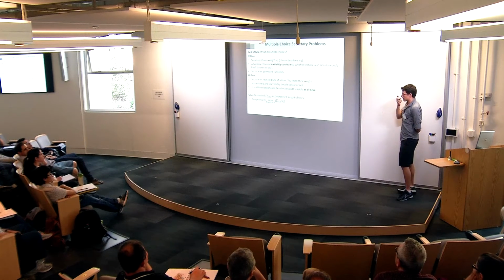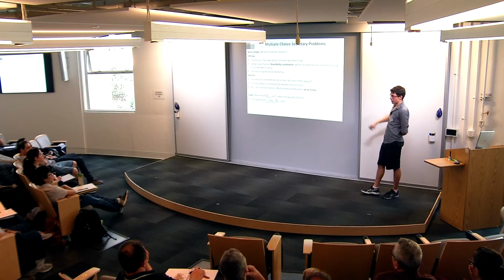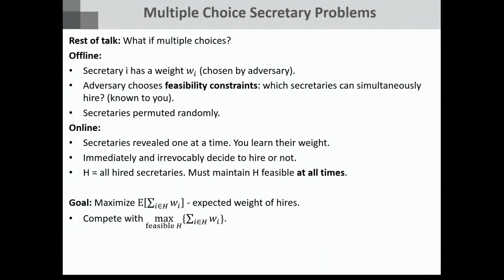In the rest of the talk, again, we're going to look at multiple choice secretary problems. It generalizes exactly the same way as prophet inequalities. Let me just state it to be clear. Offline, every secretary is assigned a weight chosen by an adversary. The adversary, in addition, chooses some feasibility constraints, which is which secretaries you can simultaneously hire, and then the secretaries are permuted randomly. Online, the secretaries are revealed one at a time. You interview and learn their weight. You immediately and irrevocably decide whether or not to hire. And again, the game is that you must maintain your set of hires to be feasible at all times.